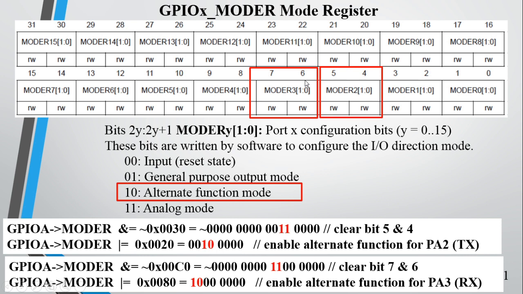How will I do that? Bit number 6 and 7 also should be written with 1, 0. That means 7 should be set, 6 should be clear. So when you write 1, 0 to bits 7 and 6, you are configuring PA3 in alternate function mode. In the first step, you are clearing bit number 7 and 6. That is why AND equal to tilde 0xC0 is there. In the next step, OR equal to 0x80 is there. That is 1, 0, 0, 0, 0, 0, 0, 0. That means you are setting the 7th bit. The 7th bit is set, the 6th bit is clear. That means PA3 also is configured with the alternate function mode.